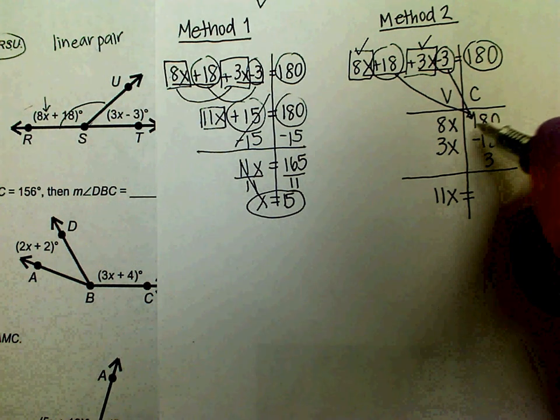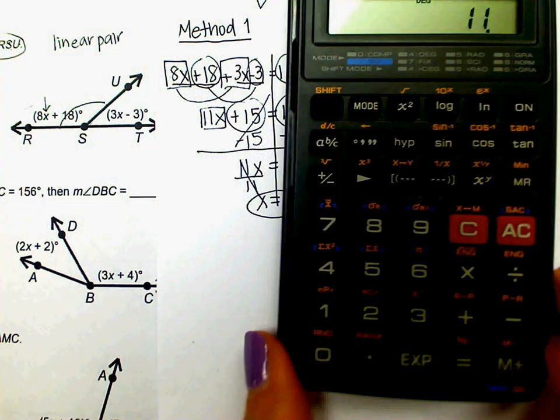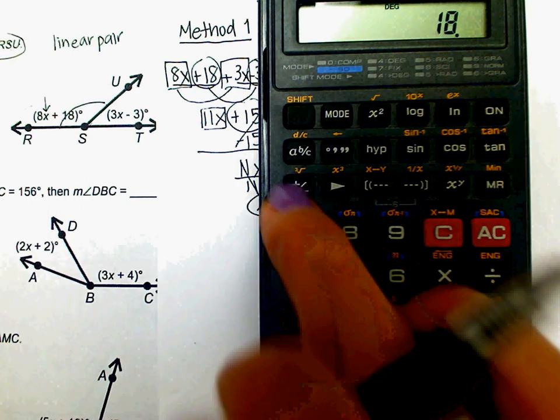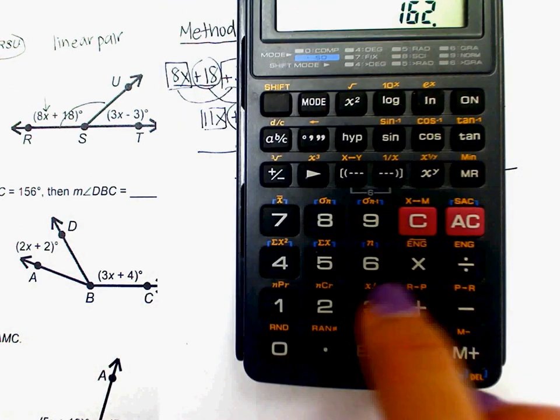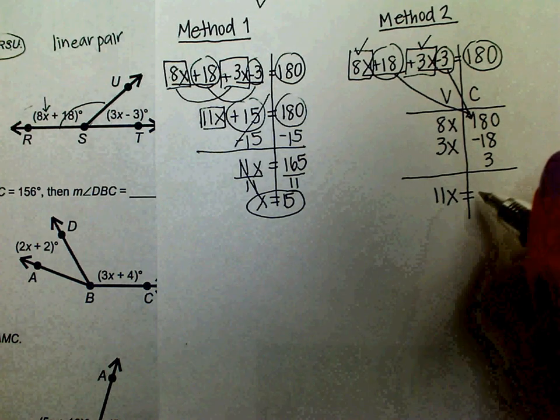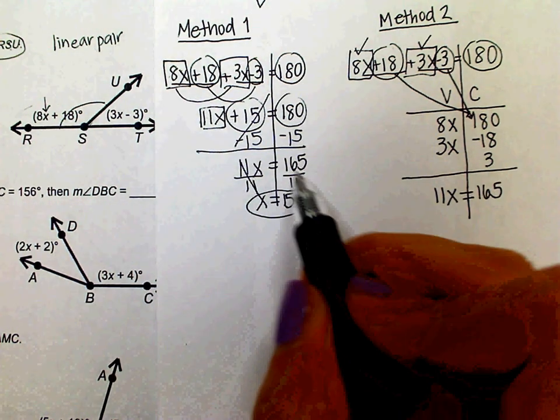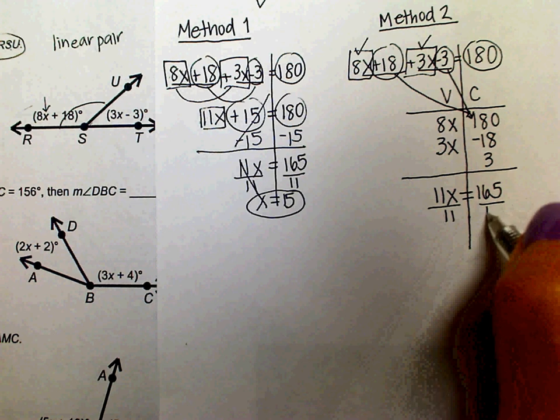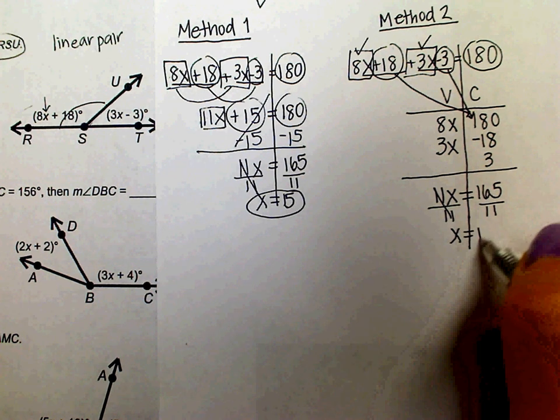And then this, you do 180, okay? 180 plus negative 18 plus 3. And you get 165, which is the same as what we got over here. And then this part you still have to do. You have to divide each side by 11, and x equals 15.